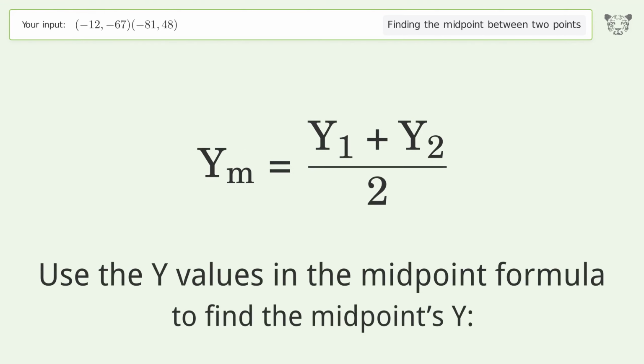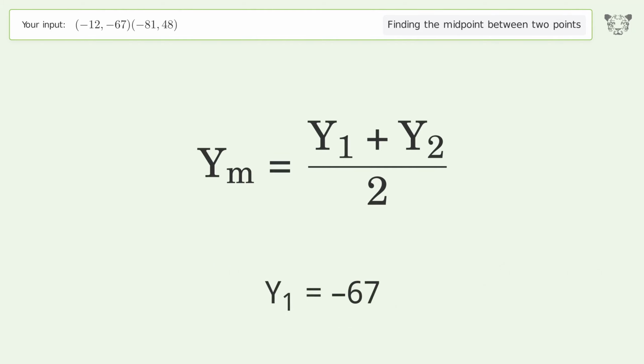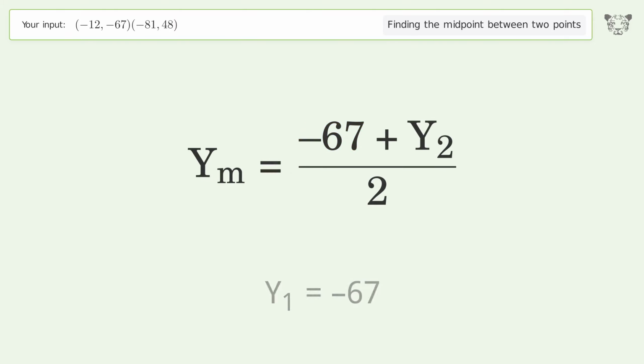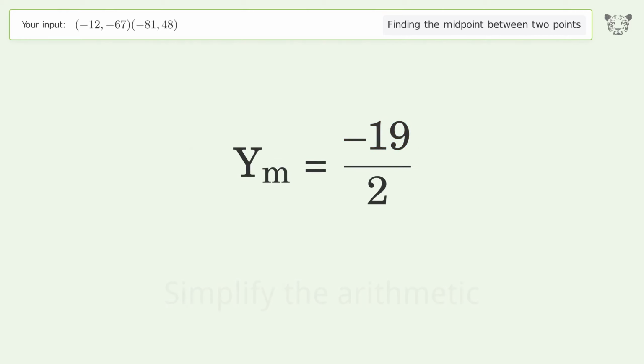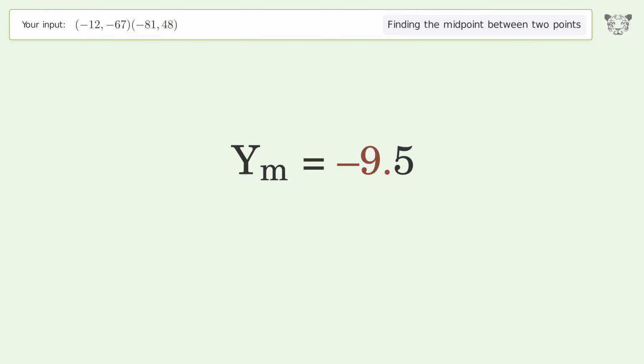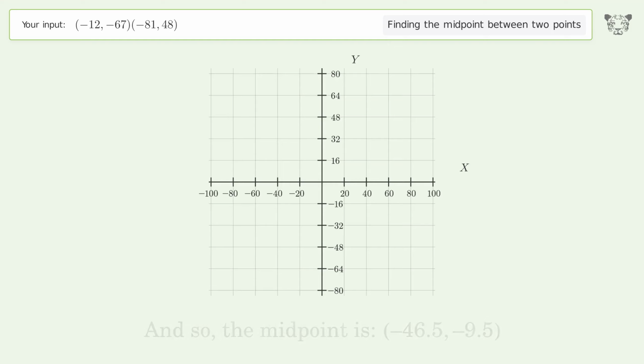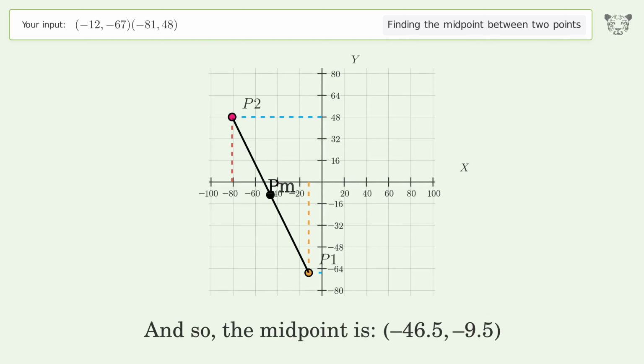Use the y values in the midpoint formula to find the midpoint's y. y1 equals negative 67. y2 equals 48. Simplify the arithmetic. And so, the midpoint is negative 46.5, negative 9.5.